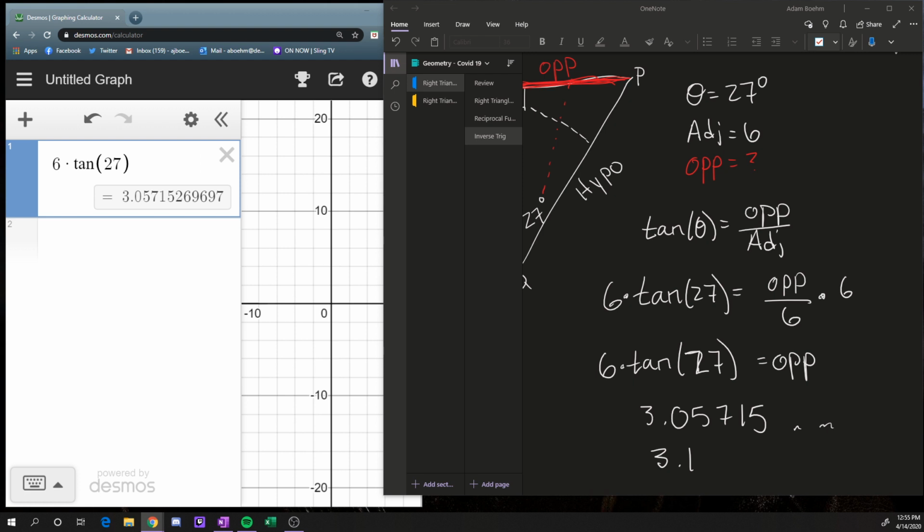On a calculator, so if you have a TI-84, all you would do is 6 and then multiply that by, and then tangent is a button, hit tangent, type in 27, and then hit enter. Okay. If you got that negative number that we saw before, that means it's in the wrong mode. Okay. So in order to change that, you'd go to mode on your calculator, scroll down to where it says radians and degrees, highlight degrees, hit enter, and then that'll fix it for you.